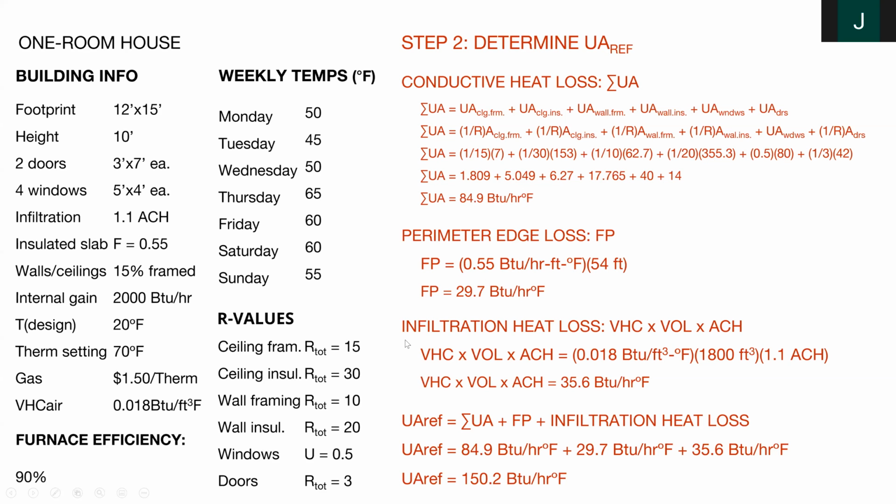And then for the heat loss through infiltration, we multiply the volumetric heat capacity times the volume times air changes per hour. And so we get 35.6 BTU per hour degree Fahrenheit. And that was with 1.1 air changes per hour. So to get our UA ref, we sum up all of those three sources of heat loss: the sum of the UAs plus the perimeter edge loss plus infiltration heat losses. Together we get UA ref is 150.2 BTU per hour degree Fahrenheit.